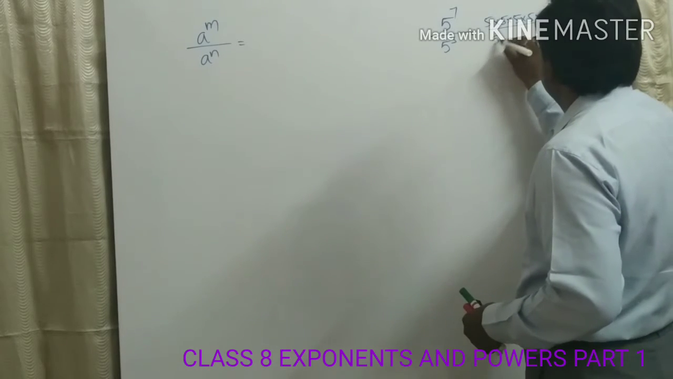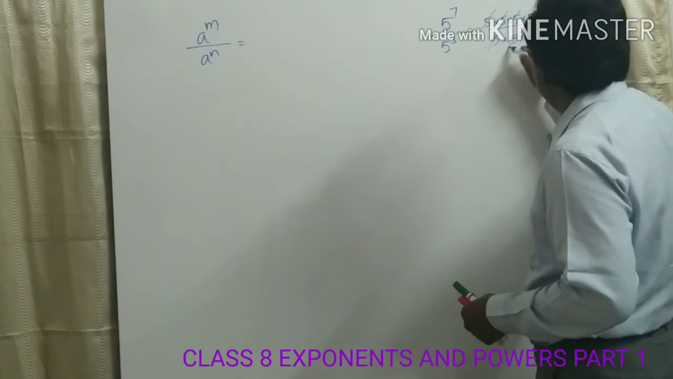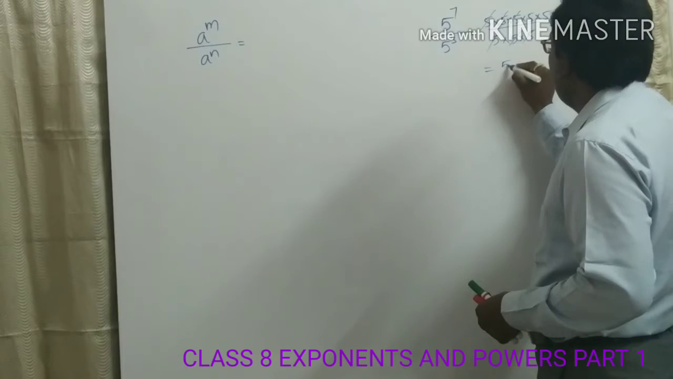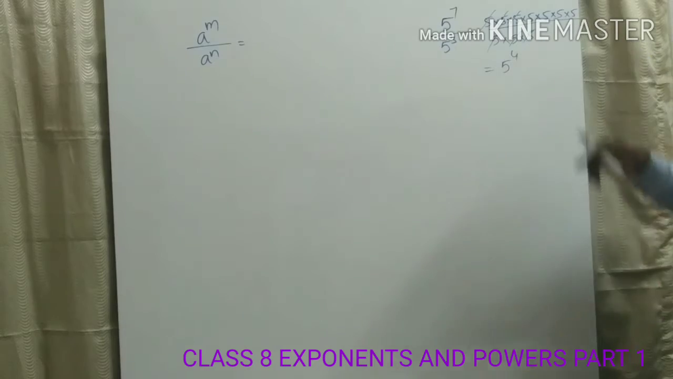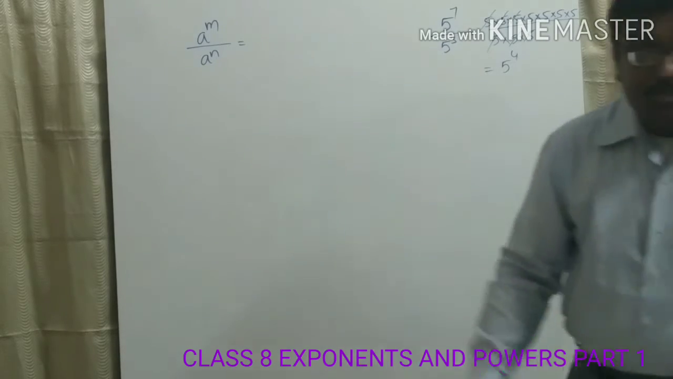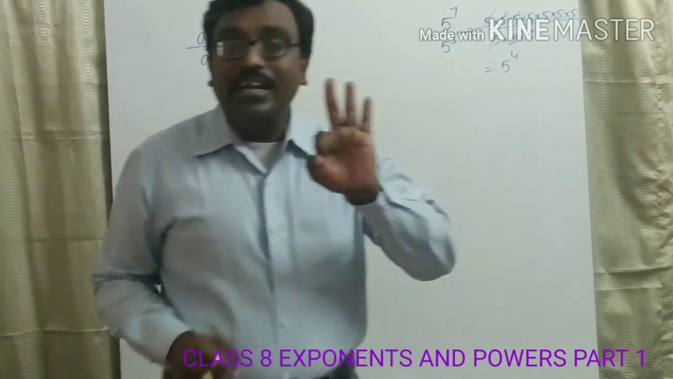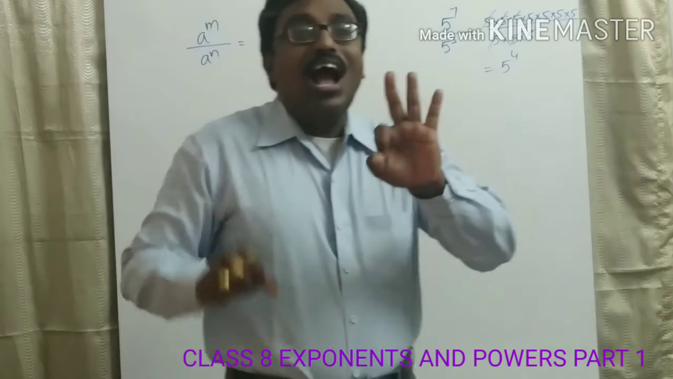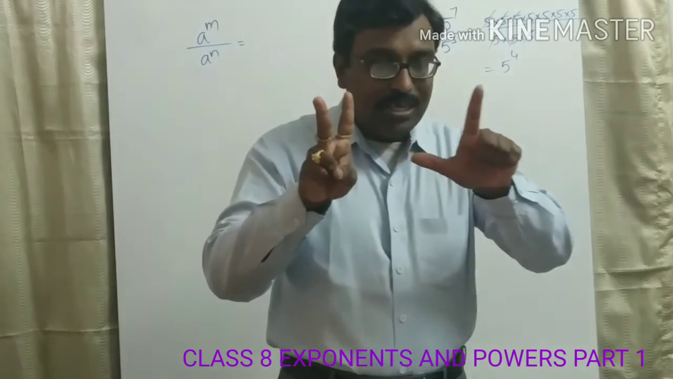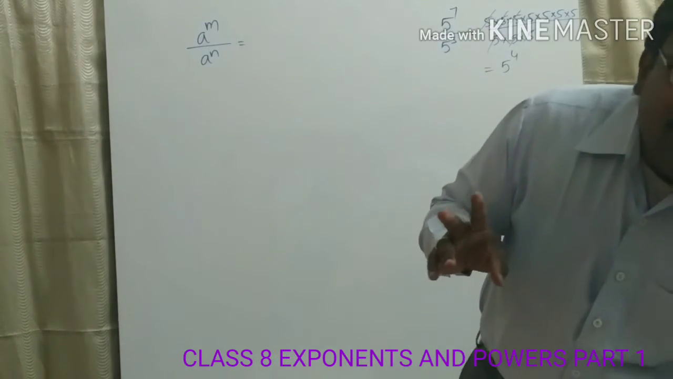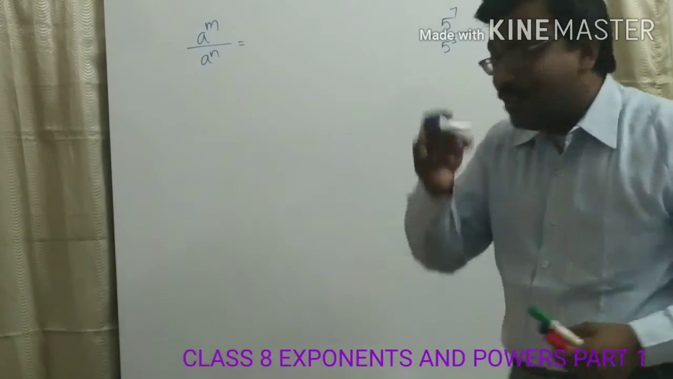By denominator, 3 times. Okay, let me cancel 1, 2, 3. So how many times is left? 4 times is left. So numerator 7 times is there, denominator 3 times is there. Out of 7 times, if I subtract 3 times, total 4 times is left. So division is nothing but subtraction. Division is nothing but subtraction.